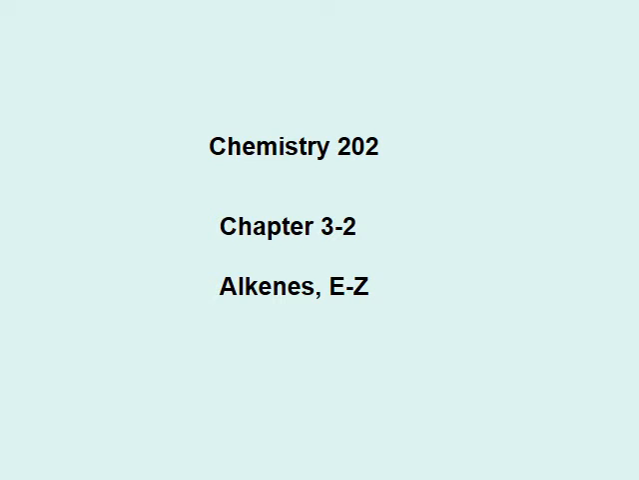In this section of chapter 3, we'll discuss alkenes with E or Z stereochemistry. First, we're going to explain why we need to have E or Z designation and why cis trans is not sufficient. In the last section of chapter 3, we gave you an idea about the cases in which cis or trans doesn't work.